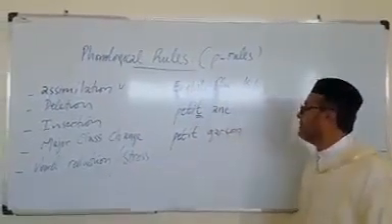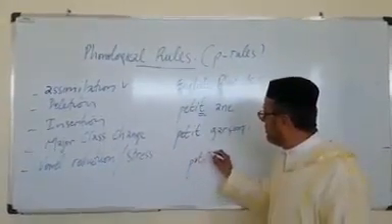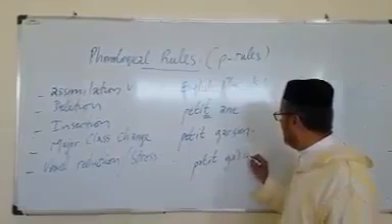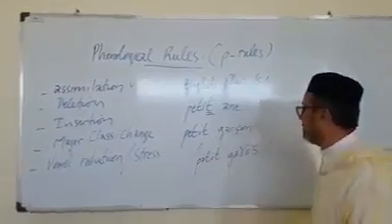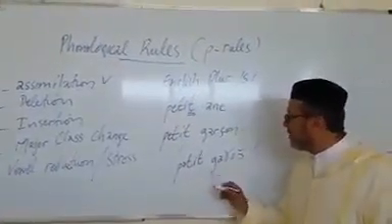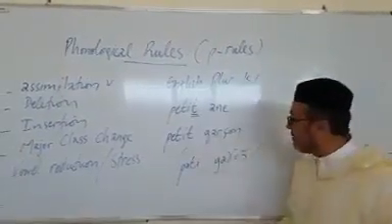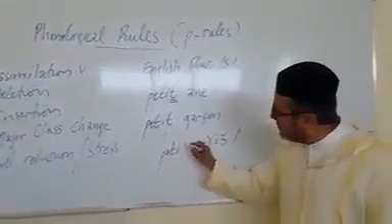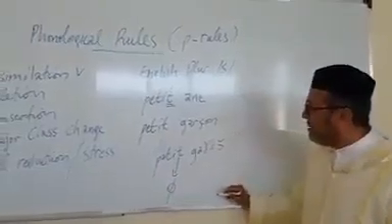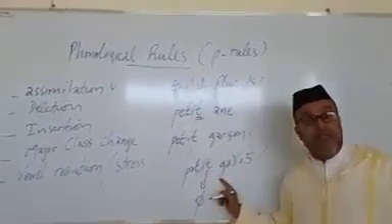So we transcribe this with the petit garçon, and this is the transcription. So this is what we pronounce: petit garçon. What happens to this t? It is deleted. Why is it deleted? Because the following word begins with a consonant.